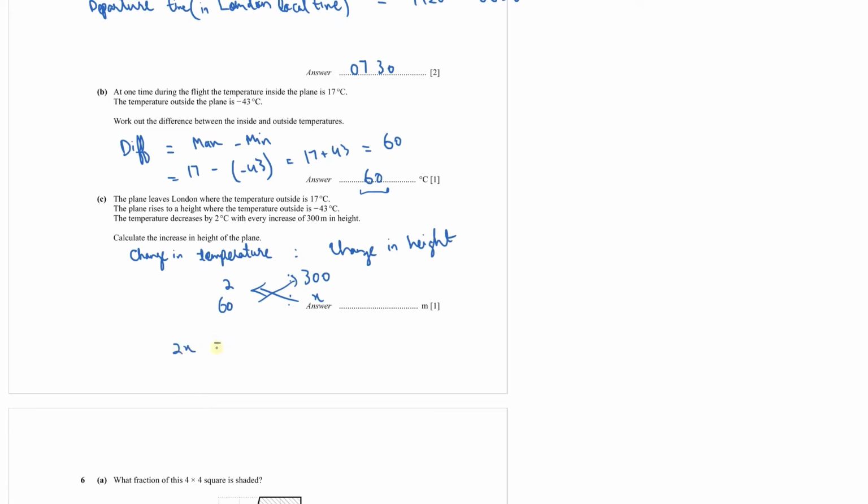So I will cross multiply these to form my equation. This will be 2x equals 300 times 60. So 6 threes are 18, and then 3 zeros, so this is 18,000. So 18,000 divided by 2 will be 9,000. So the change in height is 9,000 meters when the change in temperature was 60 degrees Celsius. Started at 17 and ended at minus 43 degrees Celsius.